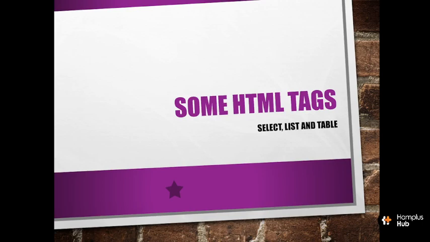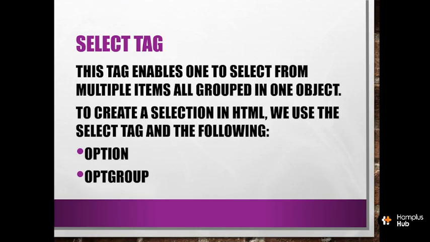Hello, good day. This is a quick tutorial on some HTML tags such as select, list, and table. How can we use these tags in an HTML file? Okay, the select tag is used to create multiple items, many items inside one object. I'll show you what it is.